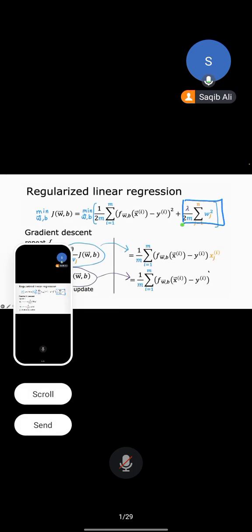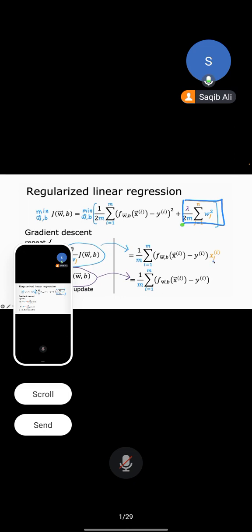Now you can see that because of this term and an appropriate value of lambda, our model becomes best fit. Regularized linear regression will look like this. This is our cost function, same as previous, but we have this new term. And gradient descent is like this, no change at all in the gradient descent.